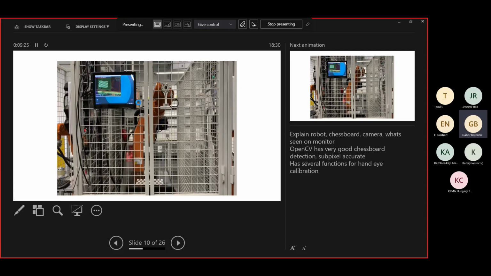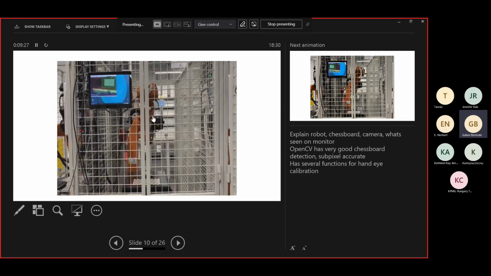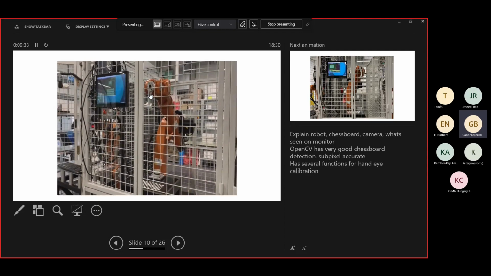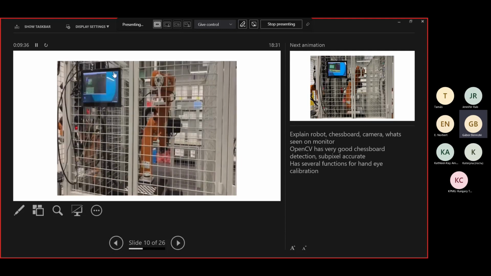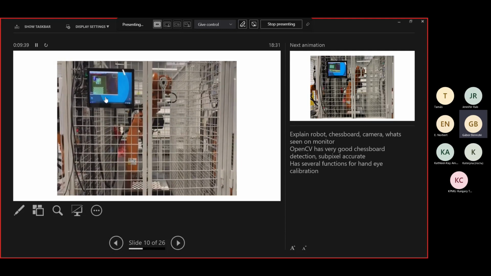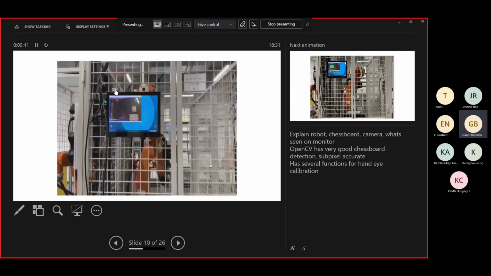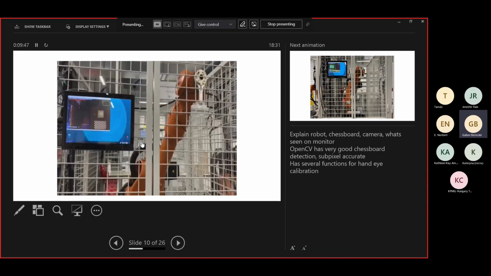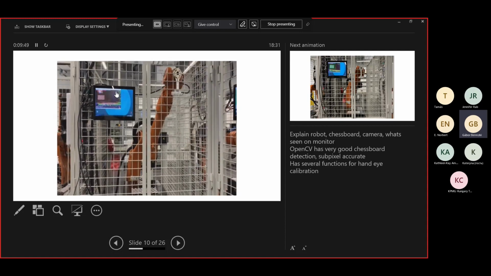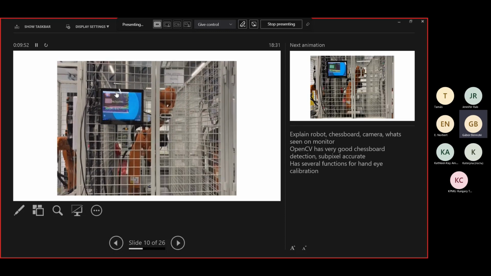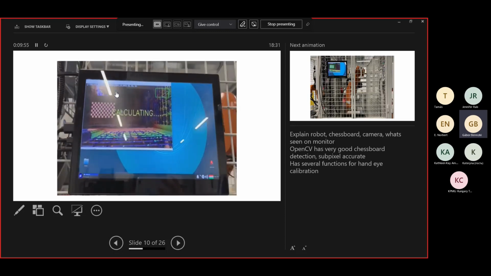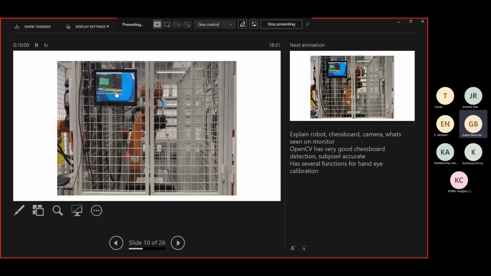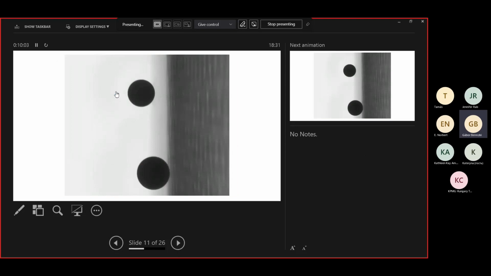So this is an industrial robot. It's in a cage because it can be dangerous. Here the camera is installed on the robot. Down here is the checkerboard, and this display shows what the camera sees. After detecting the corners, the computer will calculate the camera matrix parameters and write them on the camera flash. This camera is ready for packaging. This is very good.